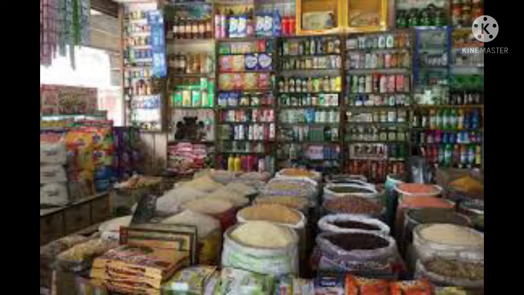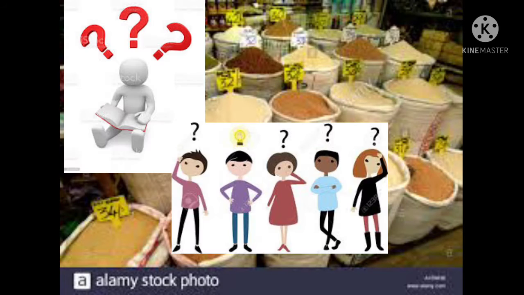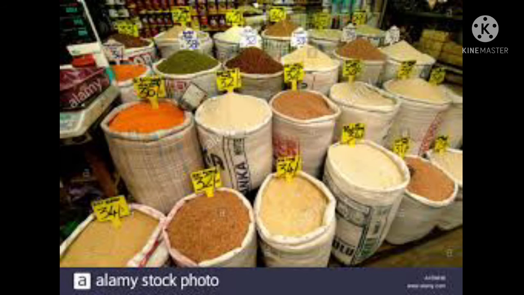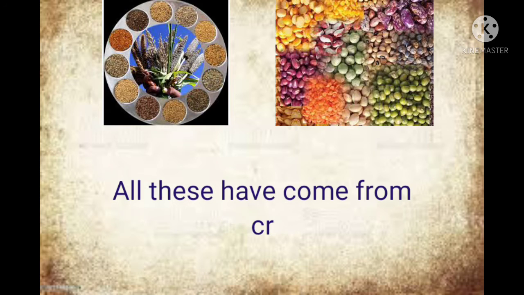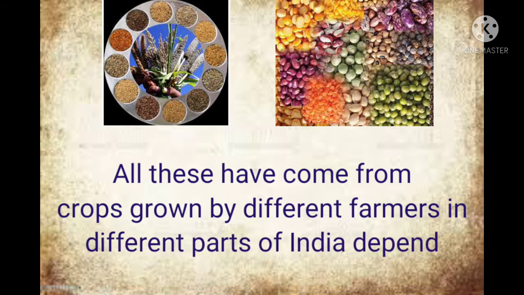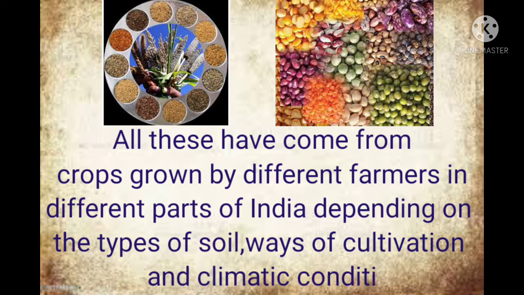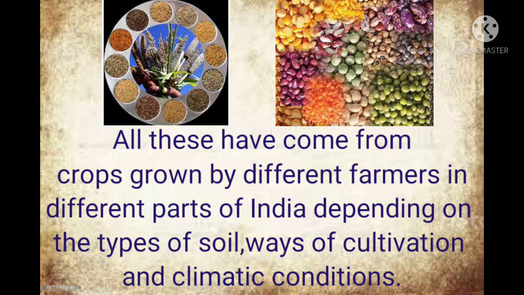You all must have gone to various ration or grocery shops before. But have you noticed the different varieties of food grains, pulses, spices, oil, tea and coffee which are available in the shop? Or have you wondered where these crops come from? If not, then next time when you go to such shops, take a closer look at all these products. All these have come from crops grown by different farmers in different parts of India, depending on the types of soil, ways of cultivation, and climatic conditions.